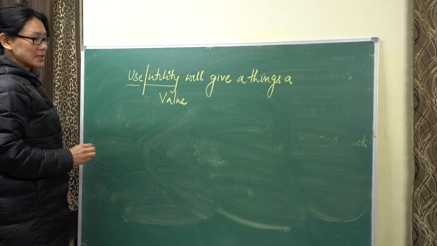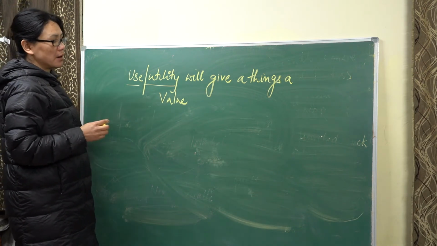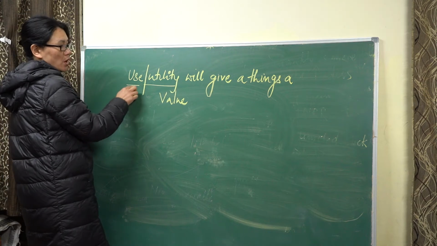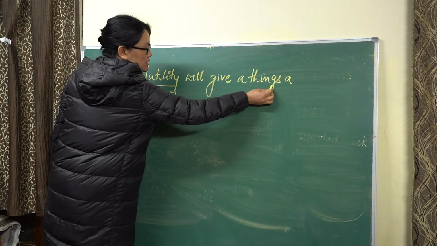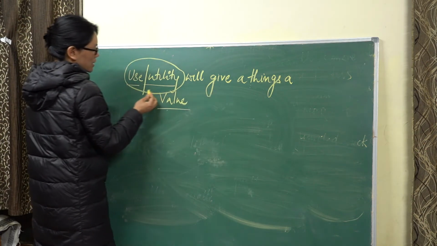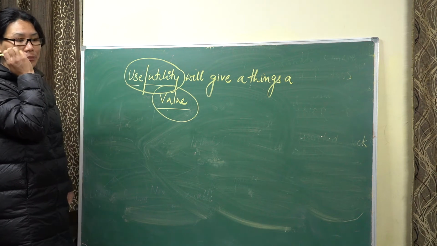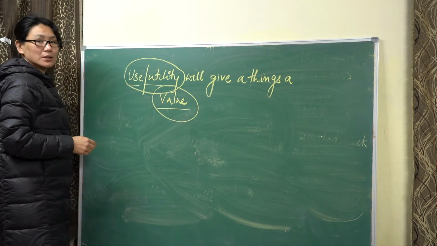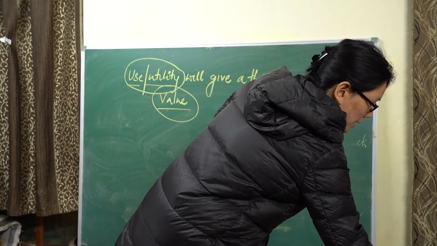Alright. Now see here, as I said before, something becomes a resource only when it has a value, right? Now, it is the use or utility which will give a thing a value. When a thing gets a value, it depends on this. If a thing does not have utility, then there will be no value to it. So it is the use or utility which will give a thing a value. Alright? Okay.